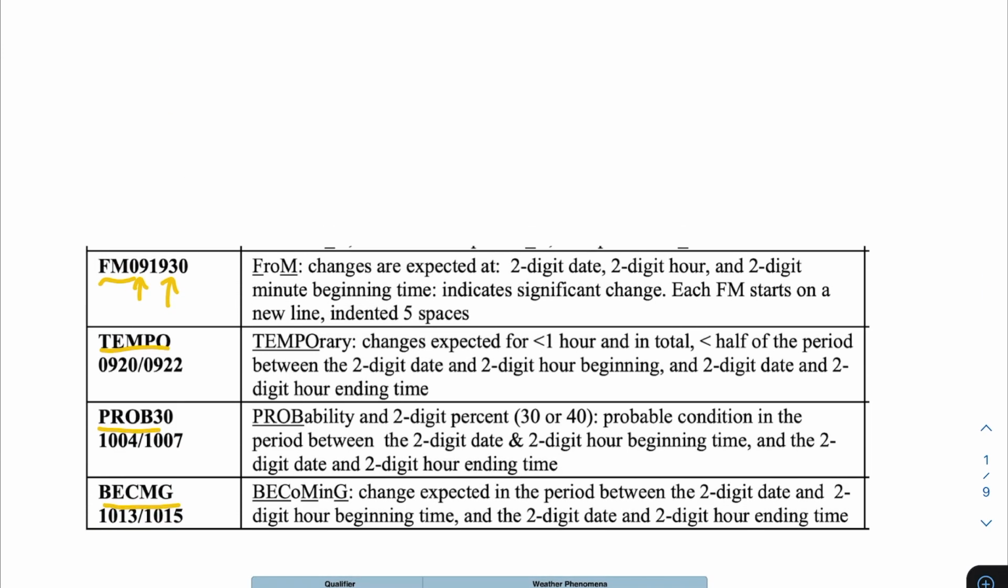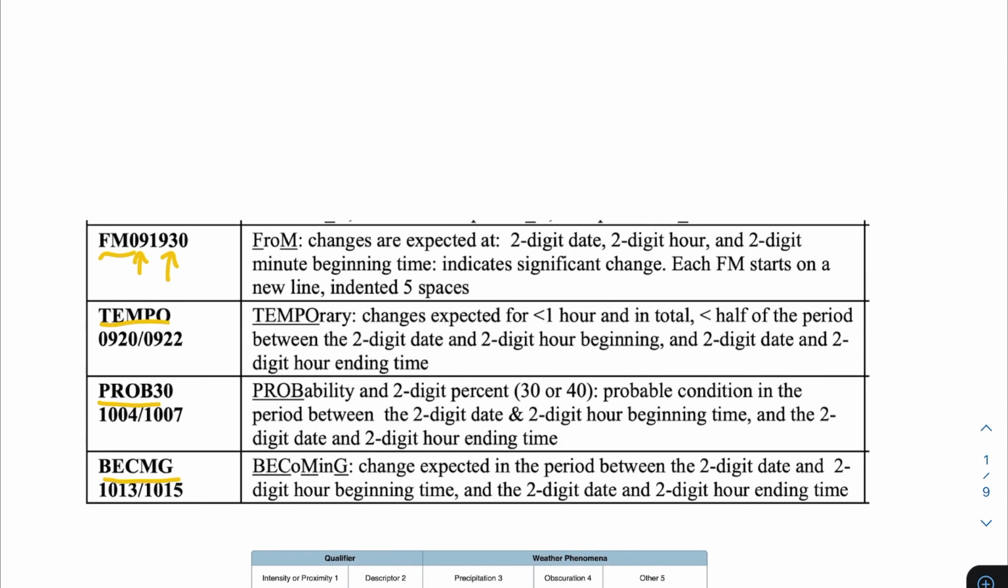TEMPO for temporary. These changes are for any conditions in wind, visibility, weather, or sky that are expected to last generally less than an hour. Here you'll see the date and then the hour. So here is lasting for 2 hours, but these are temporary. They're not lasting that long.